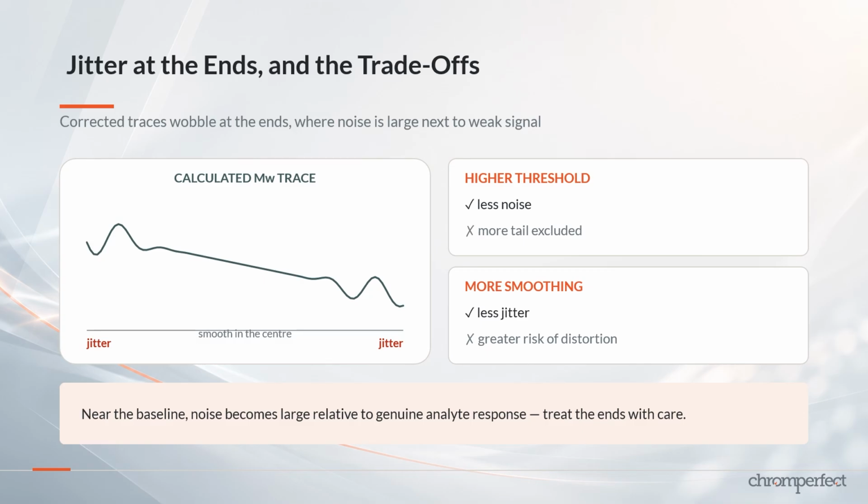Increasing the SEC noise threshold can suppress some of these regions. Smoothing the chromatogram may also improve the calculated traces. However, raising the threshold excludes more of the molecular weight distribution tails, while excessive smoothing changes the chromatographic profile. The analyst must balance noise rejection against preservation of genuine low-level material.